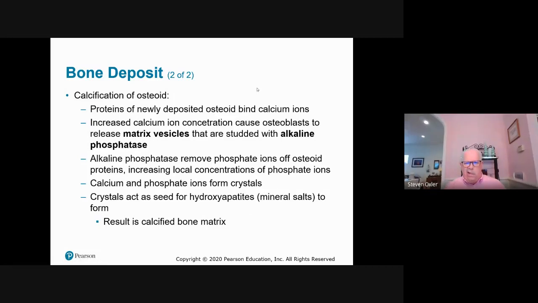And calcium is very important. Calcium is what is added to bone matrix to make the hardness of bone. Once you have calcium in the bone matrix, you have a calcified bone matrix. And here again is the word hydroxyapatite, the mineral salts. Basically, calcium phosphate. Calcium and phosphate form the crystals.